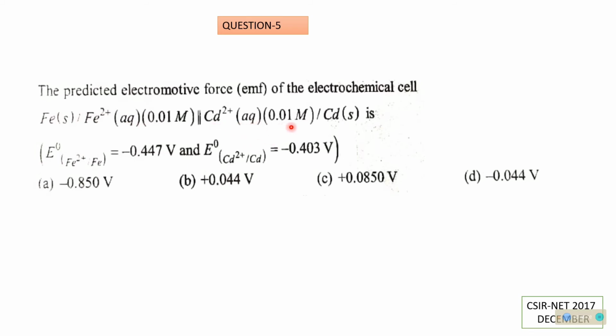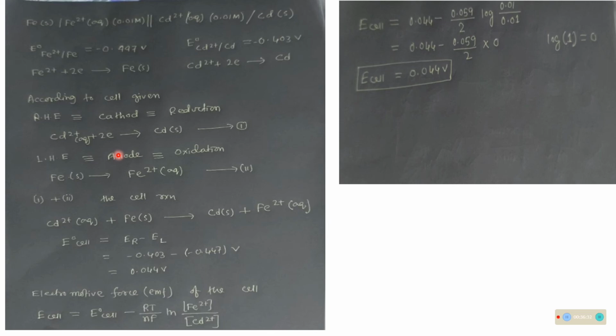So the right side portion is called the cathode, where the reduction reaction occurs. The left side part, the left hand electrode, is where the oxidation reaction occurs, so it is called the anode. Right side cathode, reduction; left side anode, oxidation. And the corresponding reduction potentials are also given. We have to find the cell EMF, E cell.